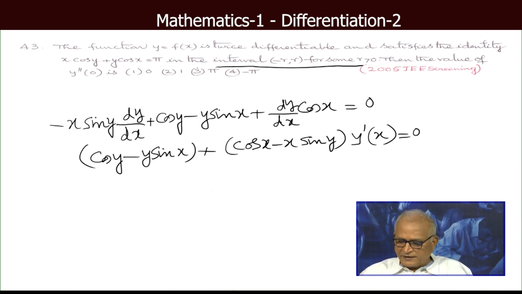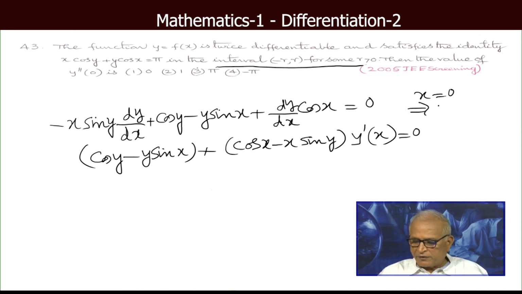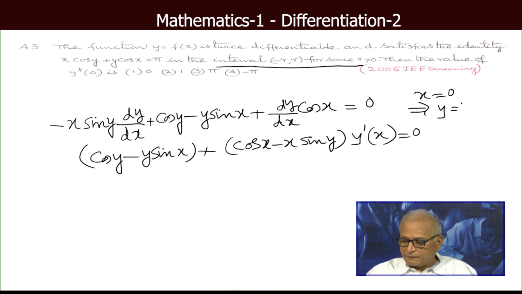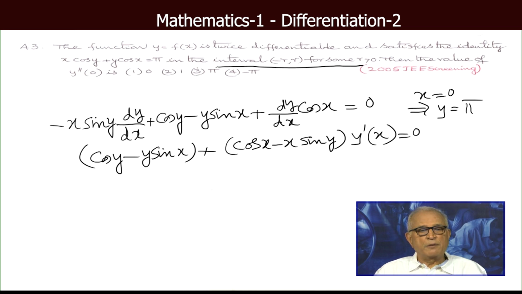Here they are asking at x equal to 0. When x equals 0, what is y from the equation? When x equals 0, the first term is 0, so y equals pi. Follow? When x is 0, the value of y is pi. They are asking for the second derivative, but first let us see the first derivative. When y equals pi, cos y is -1, sin x is 0 because x equals 0, cos x is 1, and x sin y is 0. So substituting 0 for x and pi for y, cos pi is -1, so y dash(0) - 1 = 0, which gives y dash(0) = 1.